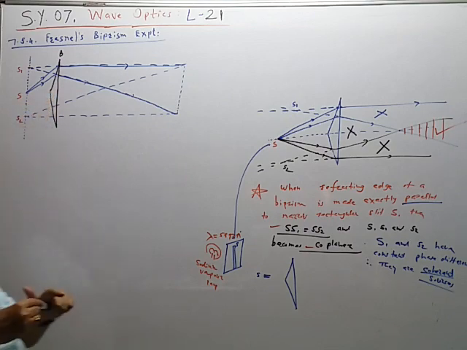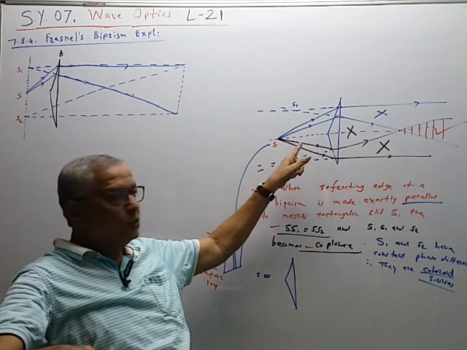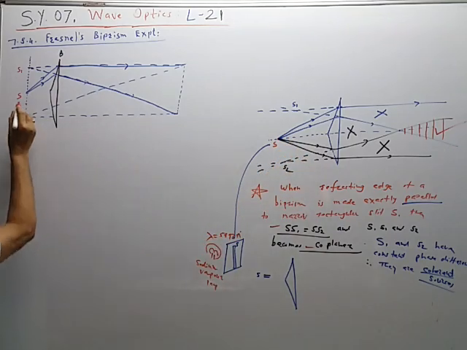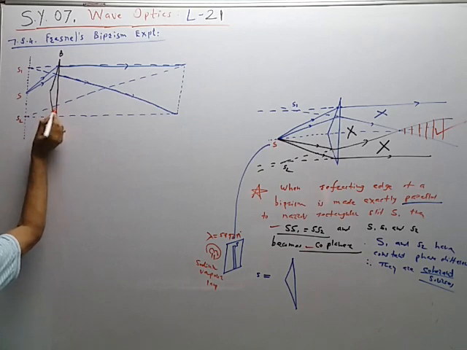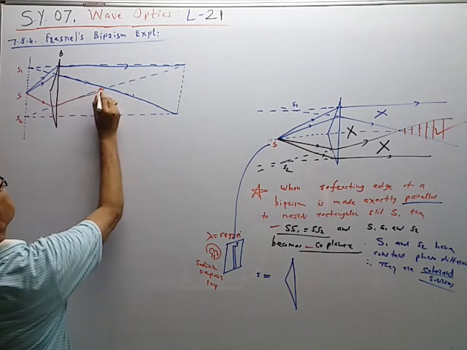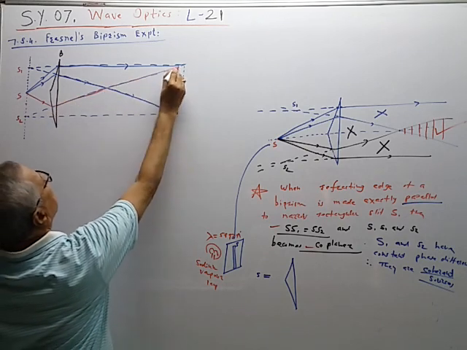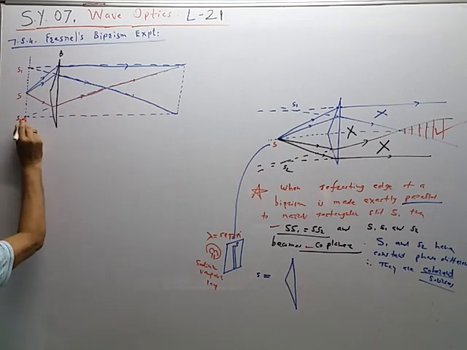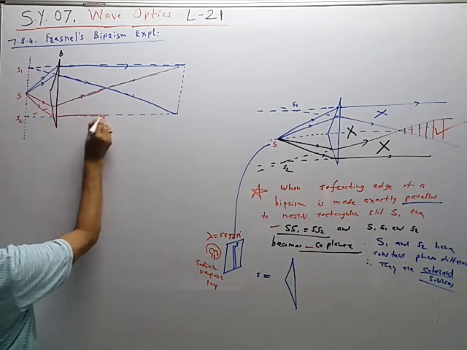Now we will consider two more rays like this. Third incident ray at this point. It will go in the direction. This is the third emergent ray. It will go in the direction.